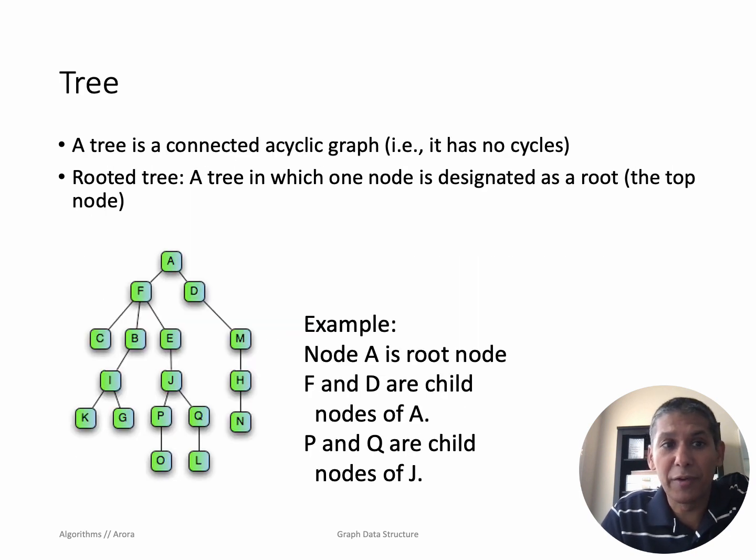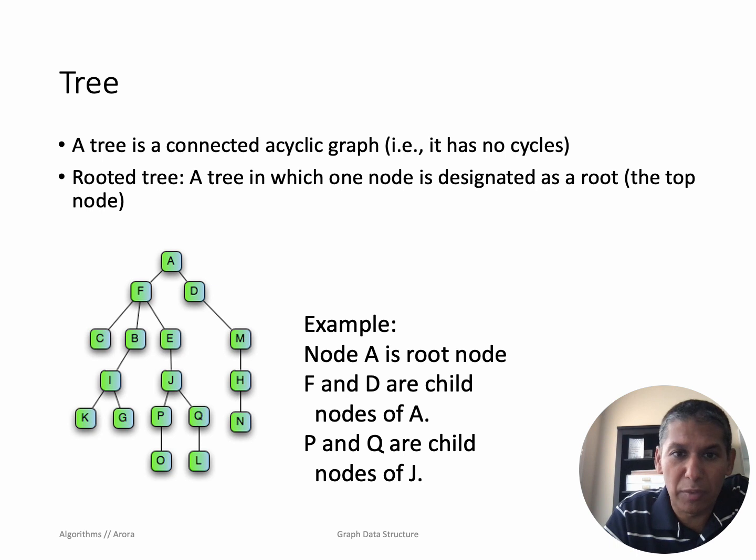Let's continue going further. There is the tree. A tree is a connected acyclic graph. That means it has no cycles, but it's still connected. Incidentally, if a graph is not connected, that means you have different components. We call that a forest of trees, where each component would be called a tree. But here what we're looking at is a tree. Here's a rooted tree in which one node is designated as a root, the top node, and then all the other nodes come down from it.